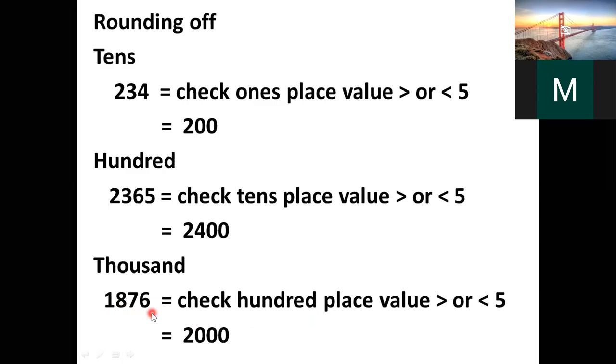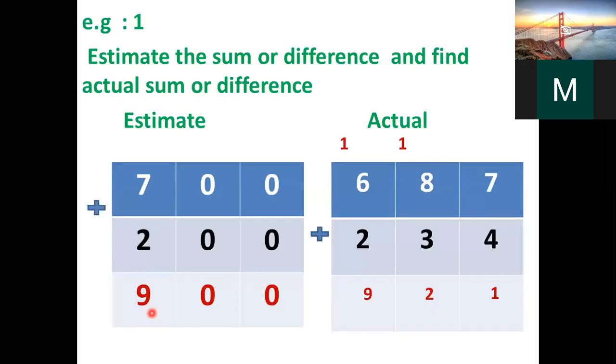Next we have to see estimating sum and difference. Let us see one example: estimate the sum or difference and find the actual sum or difference. Listen children, in one example you can do two things: one is the actual and another one is the estimate. First you can do the actual one.